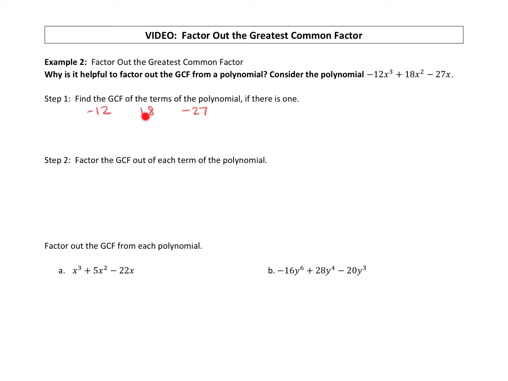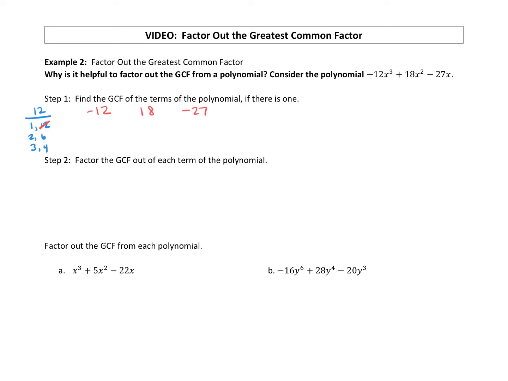12 does not fit into 18 and it does not fit into 27. So what do you do from there? Well, if you take that smallest coefficient, 12, let's list the factors of 12. 1 times 12, 2 times 6, 3 times 4. We already determined that 12 was not a common factor because it didn't fit into the other two terms. So let's just go down the list. We're looking for the biggest one, so I'm going to look at the larger factors.